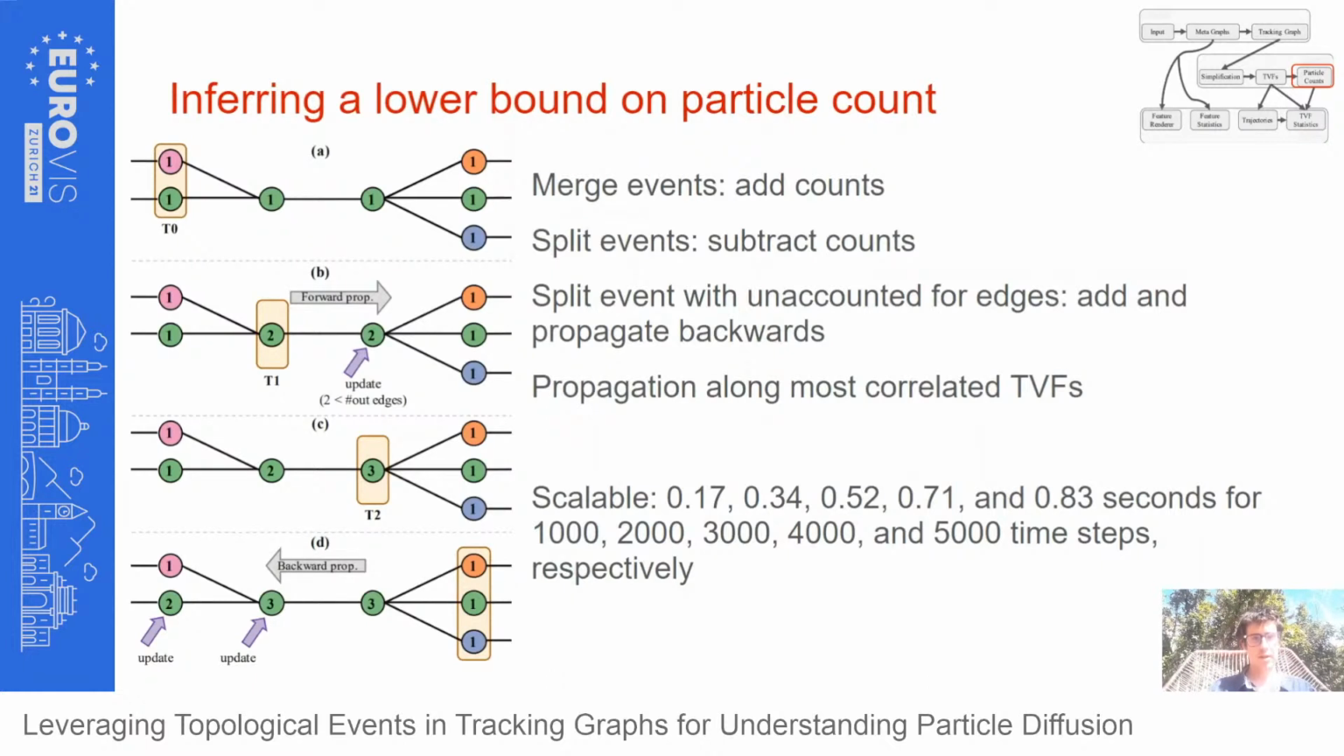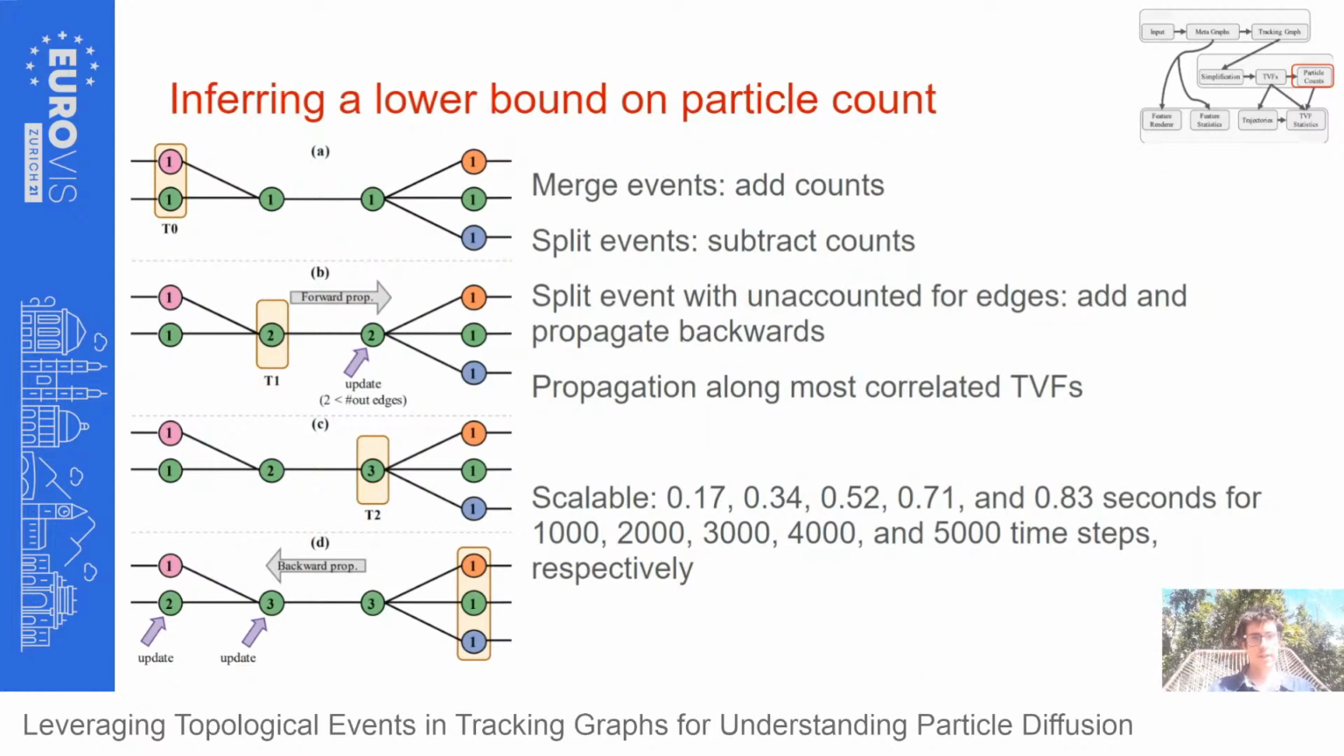So as I mentioned earlier, it's impossible to determine the exact number of particles in a cluster of proteins due to the presence of a dark or unlabeled population. However, it is possible to determine a lower bound on the particle count of a feature by analyzing the tracking graph. Our approach for computing these bounds is straightforward, and this figure gives a visual representation of the process.